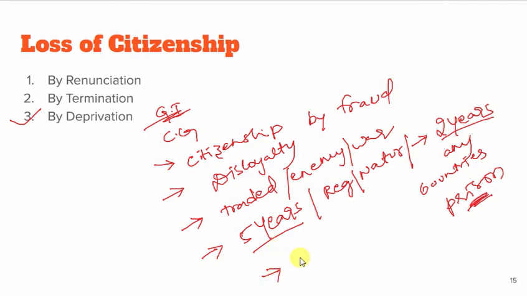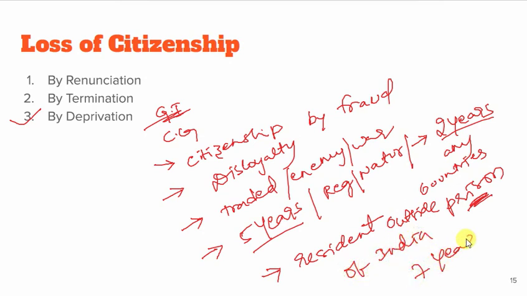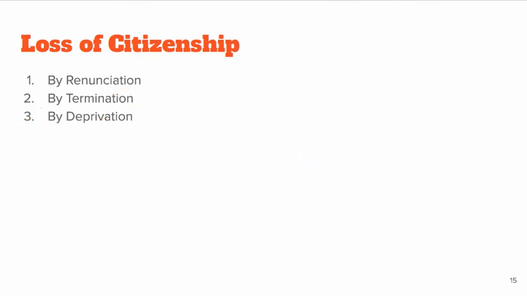And the last and final one: the citizen has ordinarily resided outside of India continuously for 7 years. So if he is staying outside of India continuously for 7 years, then he is going to lose his citizenship under deprivation. So these are the conditions that come under deprivation, termination and renunciation. I hope you all understand how we are going to lose our citizenship.